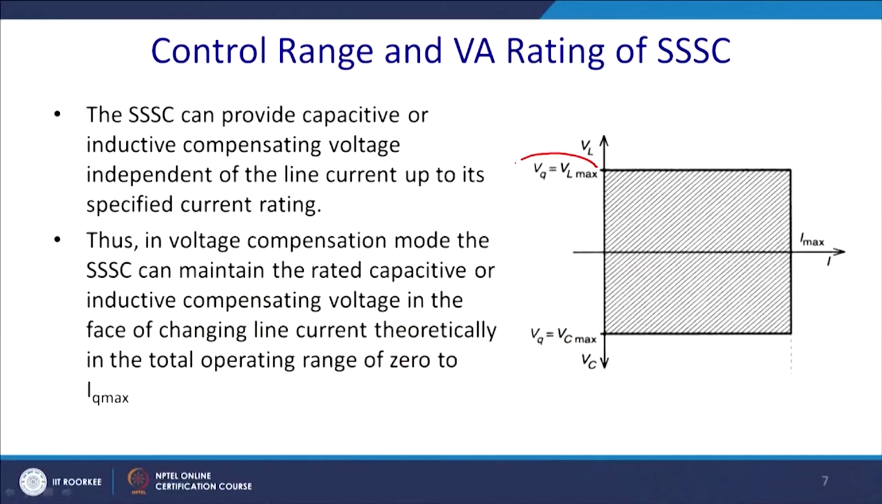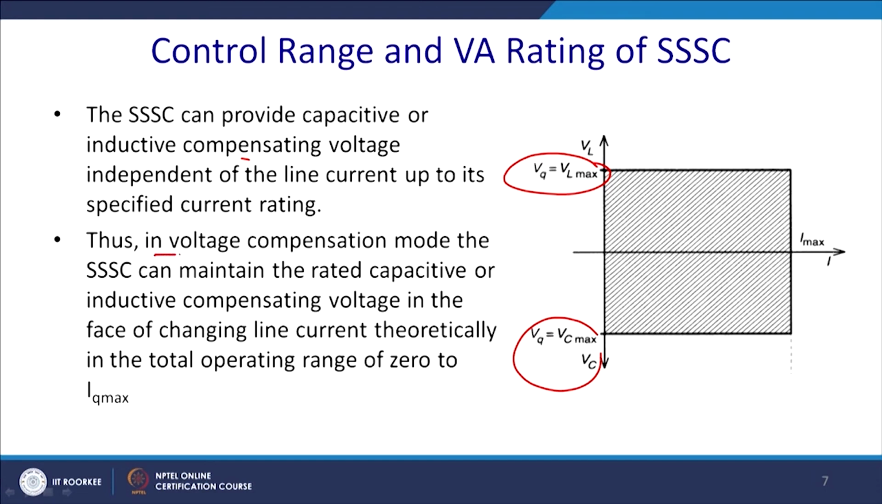So the control range of the SSC. Ultimately what we can see is that you can make VQ minus and plus, so it can go in either direction, but current has to be unidirectional. So this will operate in the first and the fourth quadrant of the IV characteristics. So SSC can provide the capacitive and the inductive compensating voltage independent of the line current up to its specific current rating as chosen by the device rating.